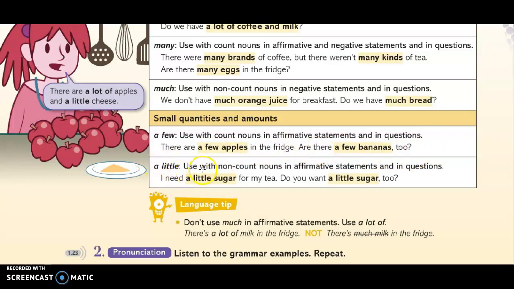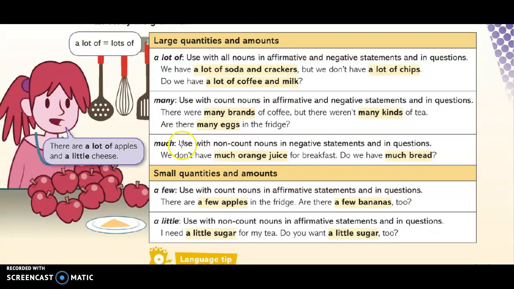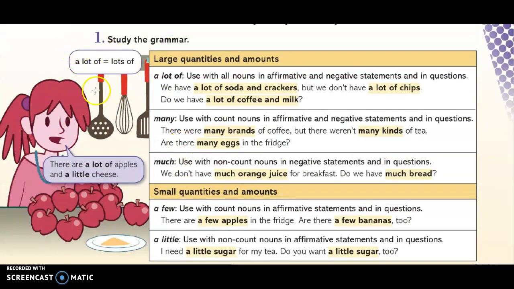A little, used with non-count nouns in affirmative statements and in questions. I need a little sugar for my tea. Do you want a little sugar too? Esos son nuestros quantifiers. Acá vamos a revisar esta parte.